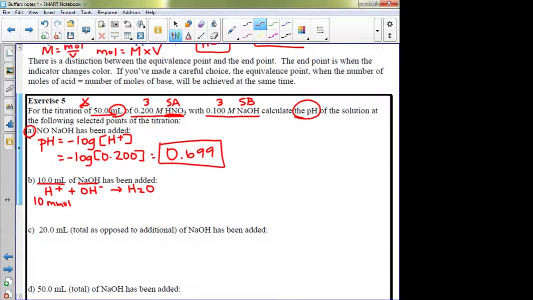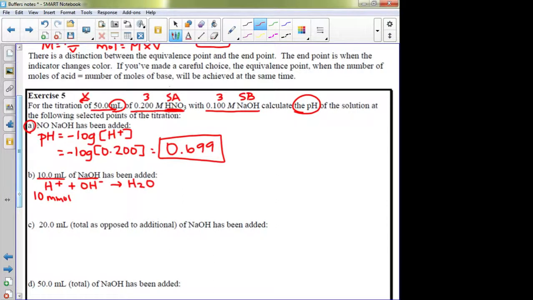Now I added 10 milliliters of 0.1 molar NaOH. So how many moles of OH negative did I add? I would do 10 times 0.1, right? What's 10 times 0.1? 1. Do we see that? So I have 10 millimoles of H positive. I added 1 millimole of OH negative.